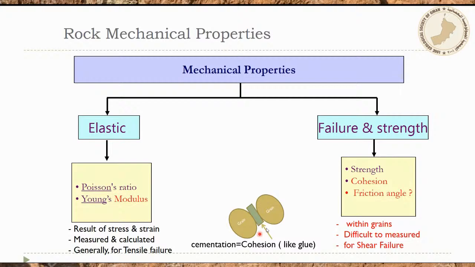Let me give you an example. What is cohesion, for example? From a microscopic point of view, we have grain and grain, and there is some kind of glue in between, which we can call cementation from the geological point of view. In the geomechanics point of view, this is called cohesion. For highly unconsolidated rock, maybe this cohesion is almost close to zero. What are the units? The cohesion and the strength have the same units as stress and pressure. Friction angle is an angle, in radians or degrees, which is fine.